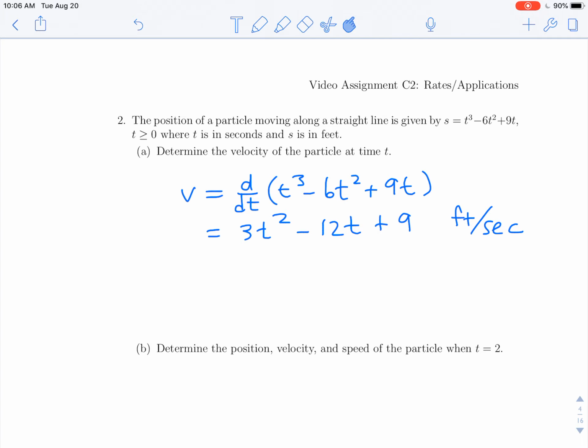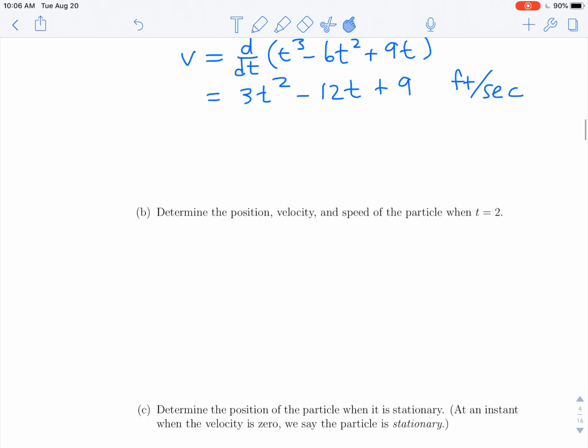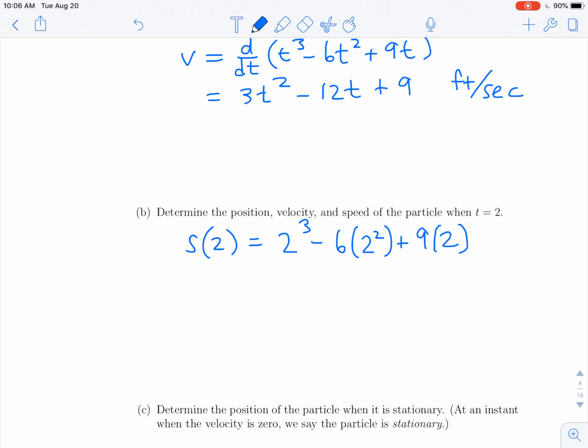Part B says determine the position, velocity, and speed of the particle when t equals 2. So the position is given by s, so we need to do s of 2. So it's going to be 2 cubed minus 6 times 2 squared plus 9 times 2. And that's going to be feet. I actually don't care what it works out to be. Whatever that is, that's the position when t equals 2.